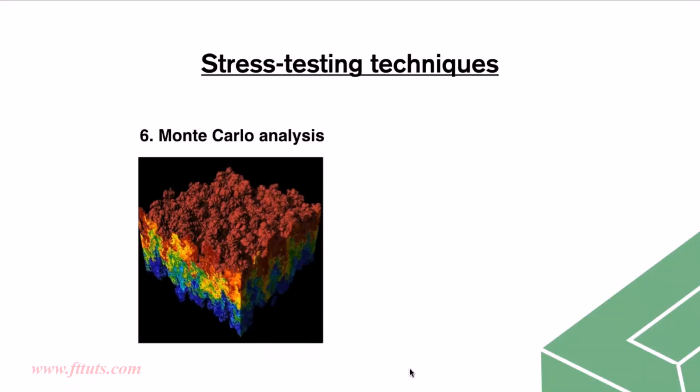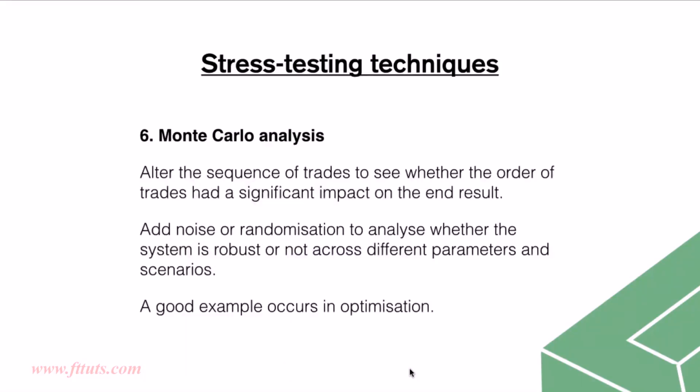Sixth, Monte Carlo tests. Monte Carlo tests can be set up in a number of ways. Firstly, by altering the sequence of trades to see whether the order of trades had a significant impact on your end result and your equity curve. Second, Monte Carlo could be used to randomize indicator signals or add random noise to the price data itself. By adding noise or randomization, we can better analyze whether the system is robust or not.